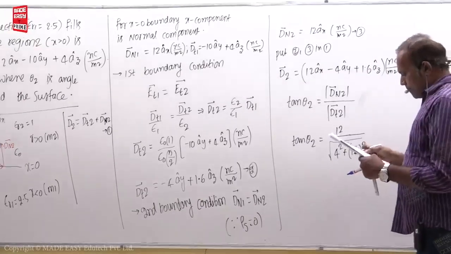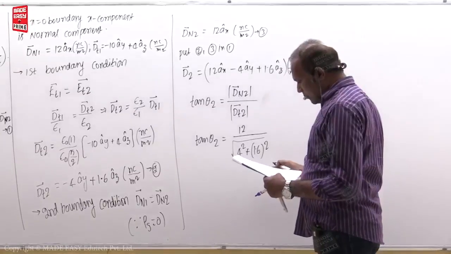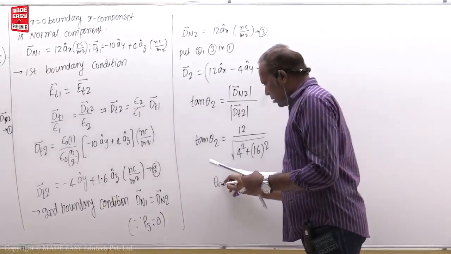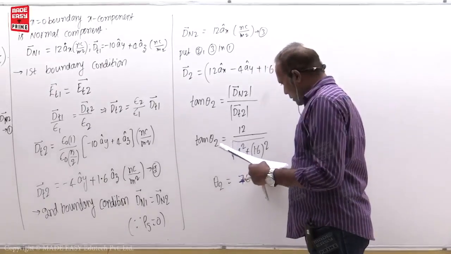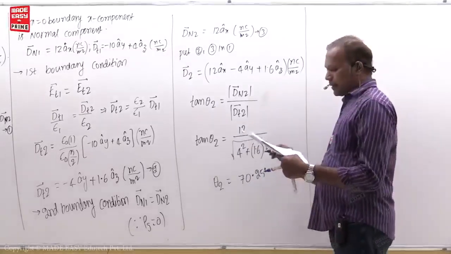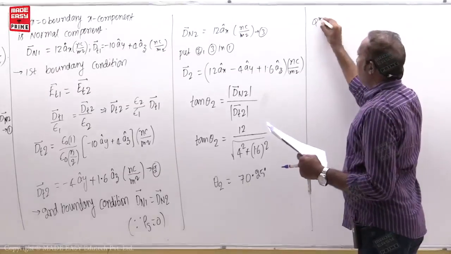Now you get this 12 by 4.3081. Ultimately, from this you get theta 2 is equal to 70.25 degrees. Okay, that is the answer. Now, next question.